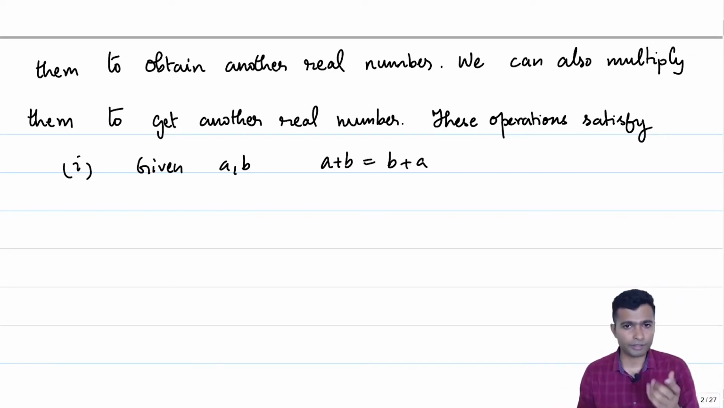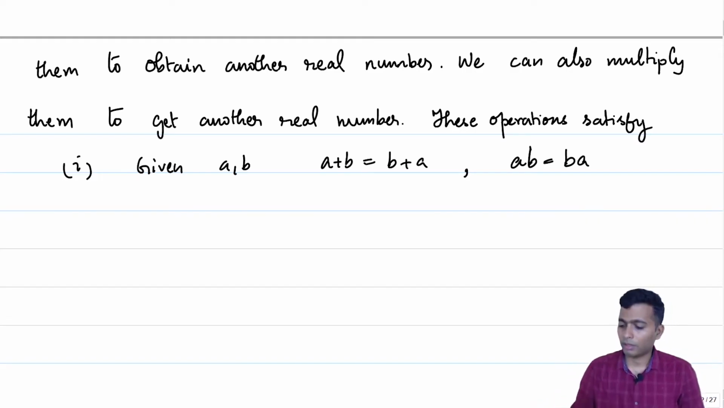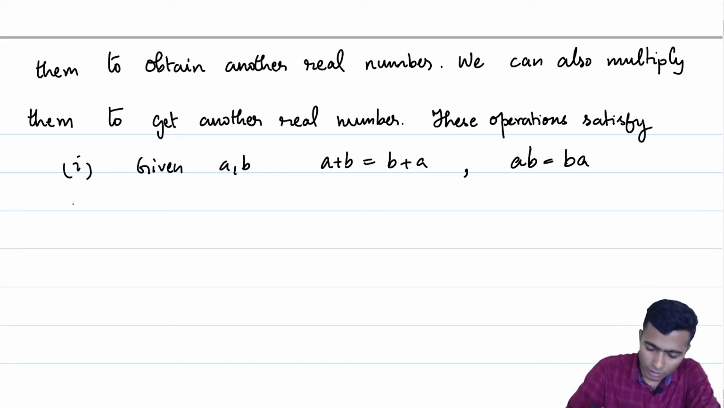If we add say 2 plus 3, we get 5. If we add 3 plus 2, that also gives us the same number 5. Similar is the case with multiplication. If you multiply say 5 and 10, we get 50, and if you multiply 10 and 5, again it is 50. So these operations commute. The order in which the addition or the multiplication is done is not important.